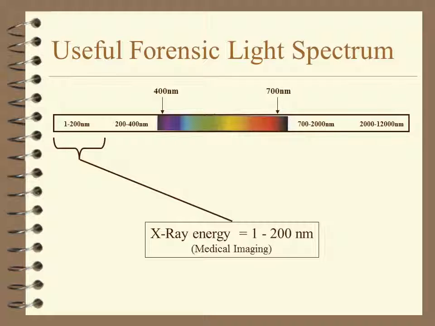All right, let's talk about the different parts of the light spectrum. For example, X-ray energy occupies the 1 to 200 nanometer light spectrum range, and these are commonly used for medical imaging, X-rays, CAT scans, things of that nature.